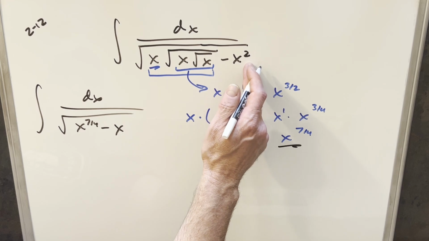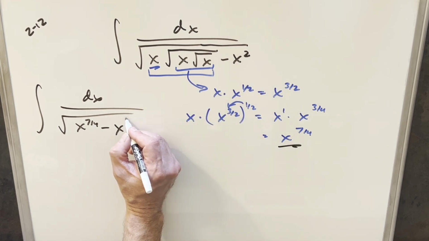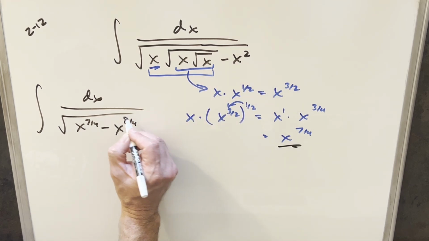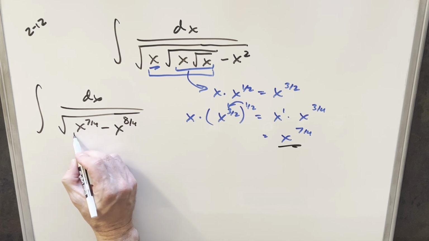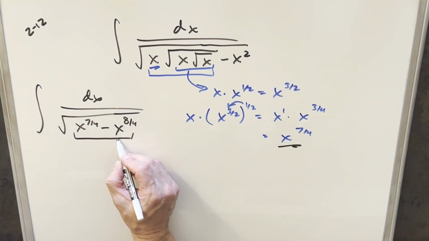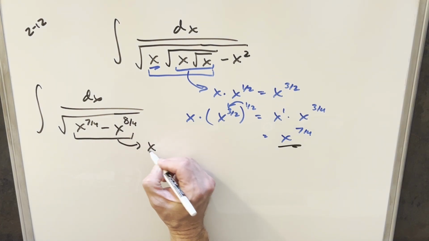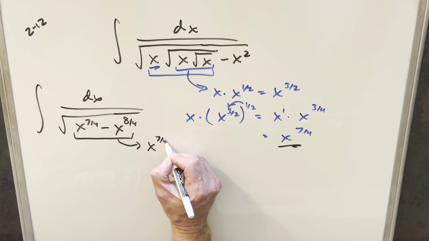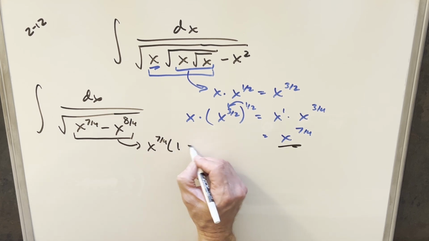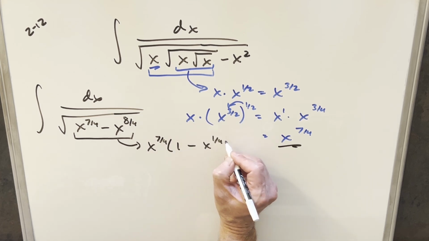For the x squared, I'm going to get a common denominator. I'm going to write the 2 as 8/4. What that allows me to do is factor this. I'll factor an x to the 7/4 out. So we'll factor this as x to the 7/4 times 1 minus x to the 1/4.